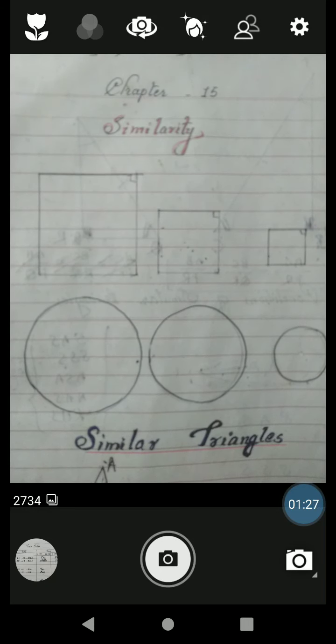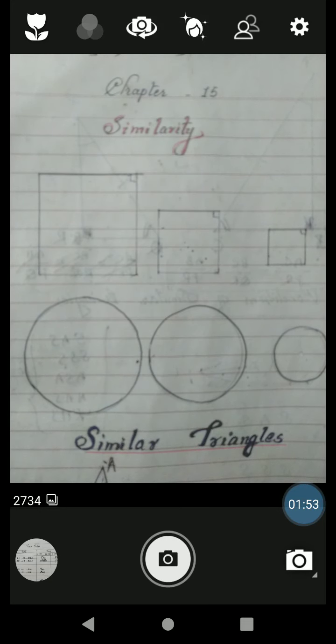Do you remember the postulates of congruency? There are 5 postulates of congruency. They are SAS, SSS, ASA, RHS, and one more, AAS. 5 postulates. Okay. Now we can go to similarity.